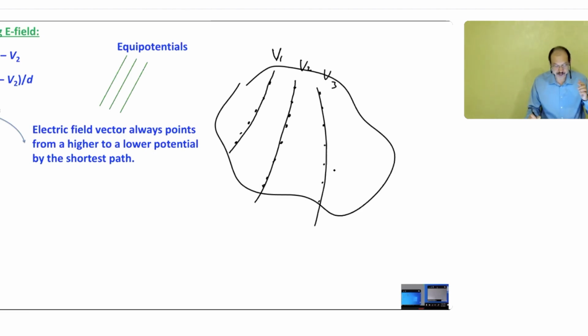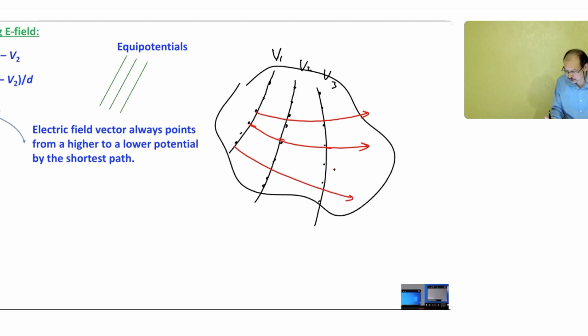And then what we do, we can apply the rules. For example, electric field line should be perpendicular here, and then here, and then here. So we can kind of show how electric field looks like in this region. And electric field lines.